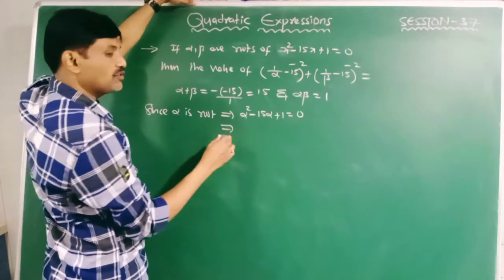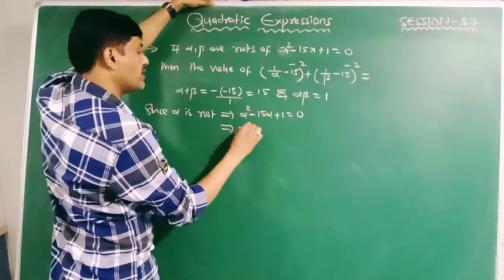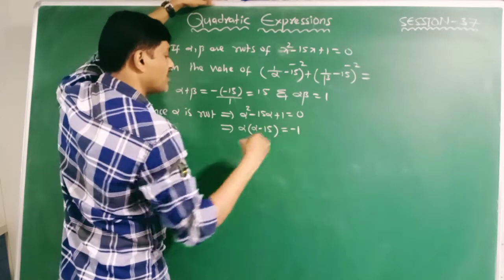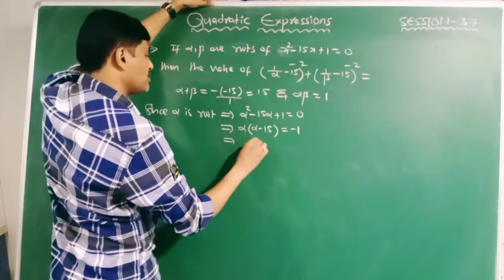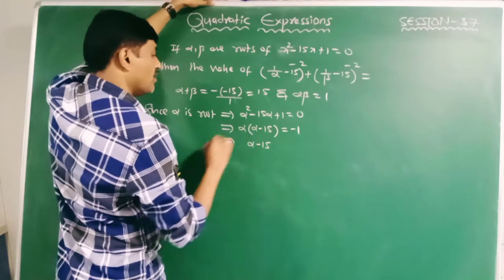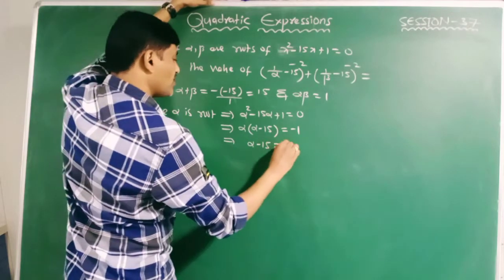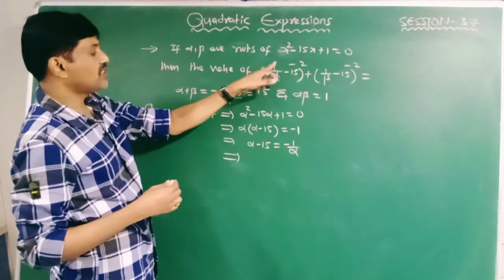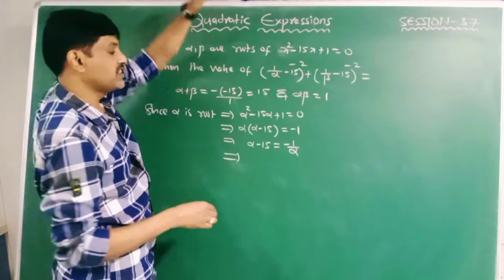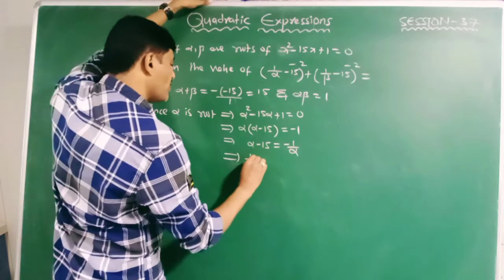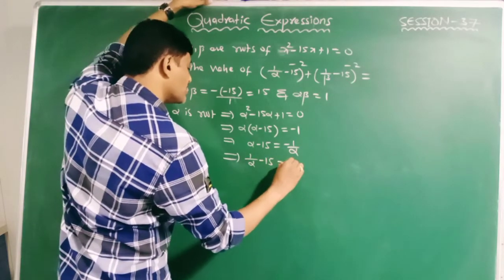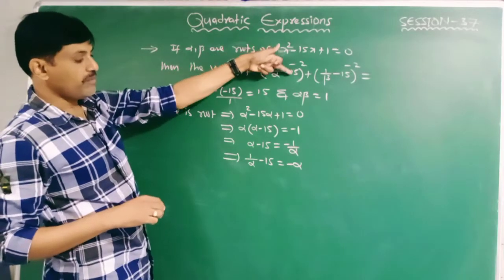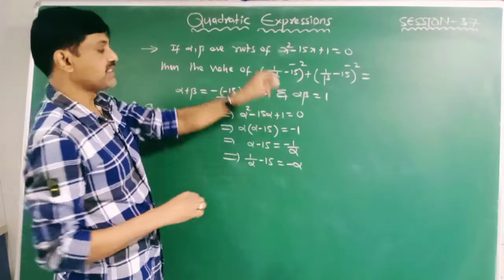Here, in the first two terms alpha is common, so alpha of alpha minus 15 is equal to minus 1. Alpha minus 15 is equal to what? Minus 1 by alpha. Yes, as our question contains 1 by alpha minus 15, bring this side: 1 by alpha minus 15 is equal to what? Minus alpha. 1 by alpha minus 15 is equal to minus alpha.